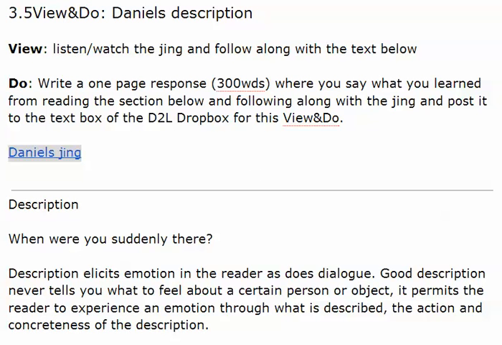Welcome to View and Do 3.5 on description. We're using Daniel's essay here to talk about description. So write a one-page response where you say what you learned from reading the section below and following along with the chain, and post it to the D2L Dropbox for this View and Do.